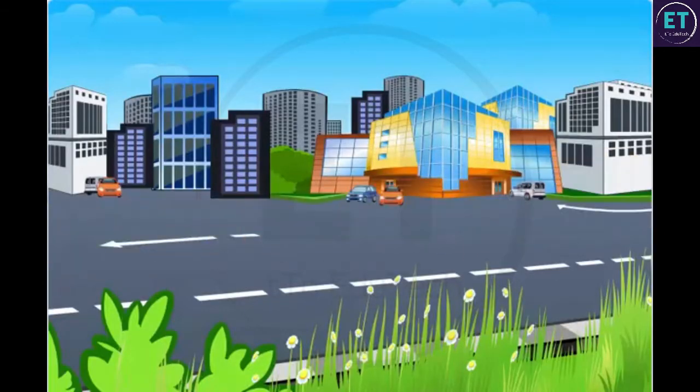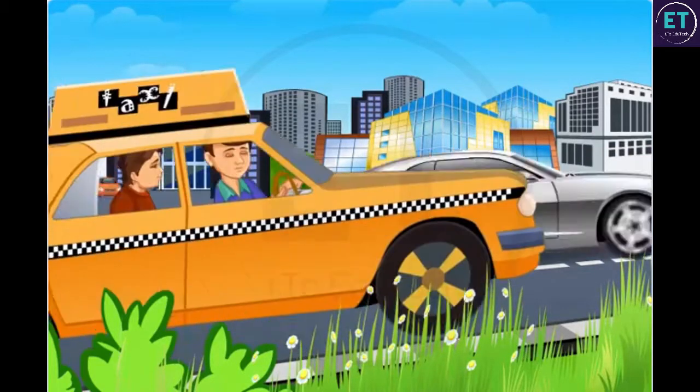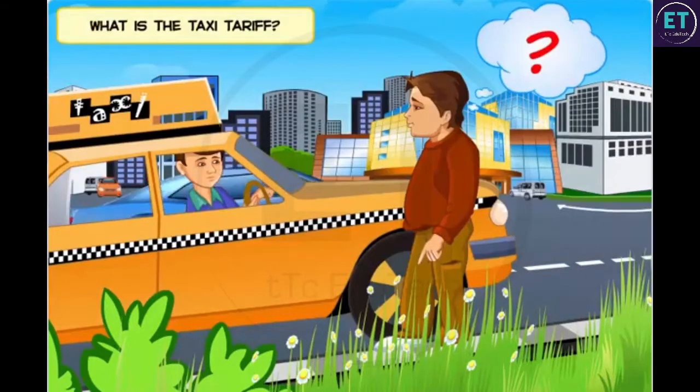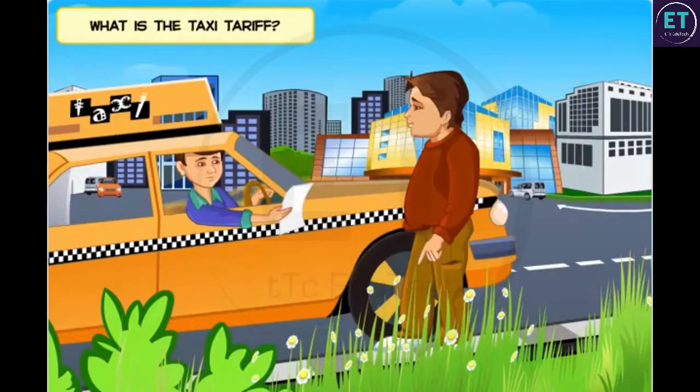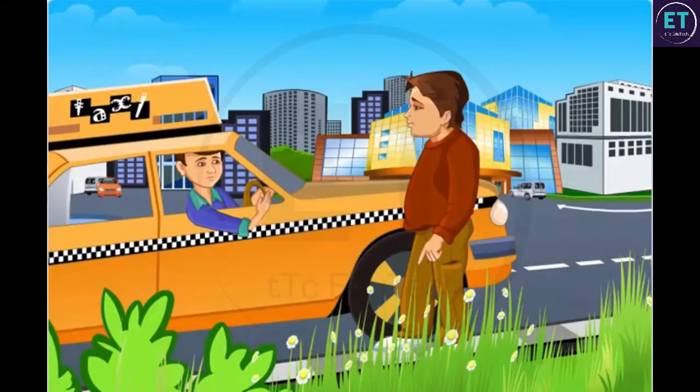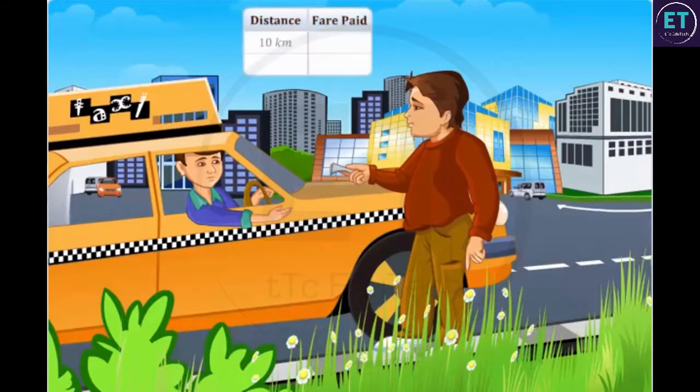Let's begin by defining the general form of a pair of linear equations in two variables. Consider an example. Mekong wants to know the new taxi tariff. A taxi tariff plan has two components: the fixed minimum fare and the variable fare that is based on the distance covered in kilometers. For a distance of 10 kilometers, he has paid a fare of 115 rupees. And for a distance of 15 kilometers, he has paid a fare of 165 rupees.